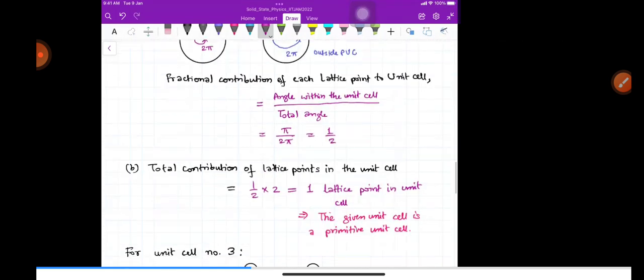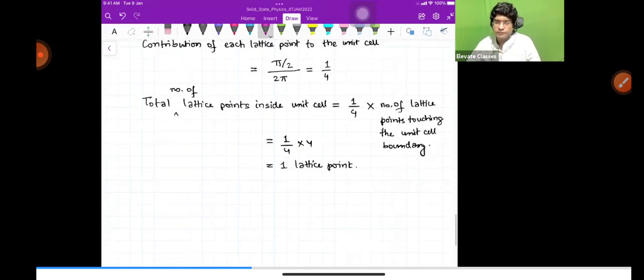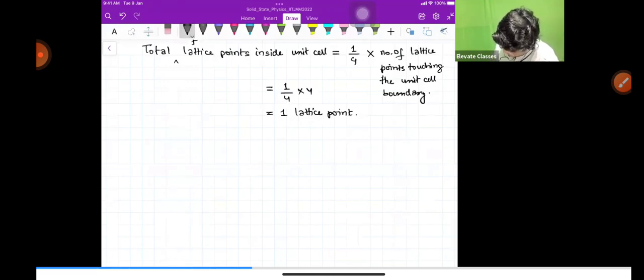So this is number 3. All right. Now moving on. Conventional unit cell. Okay. Conventional unit cell.